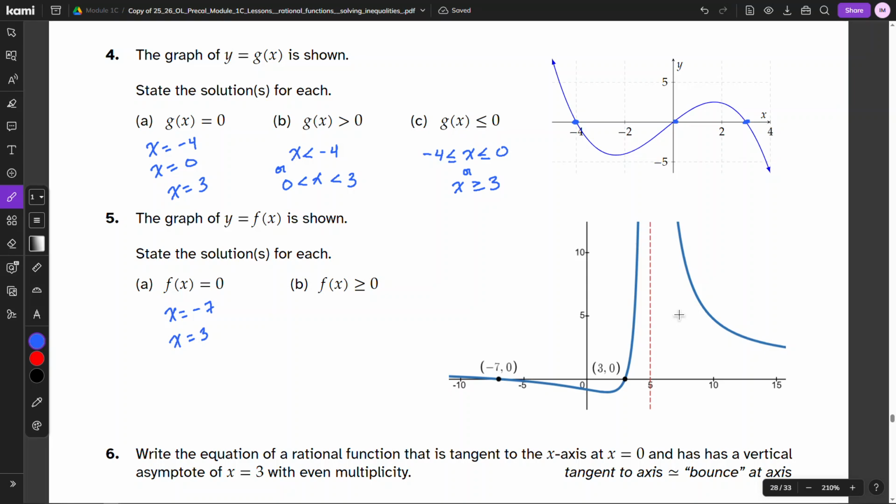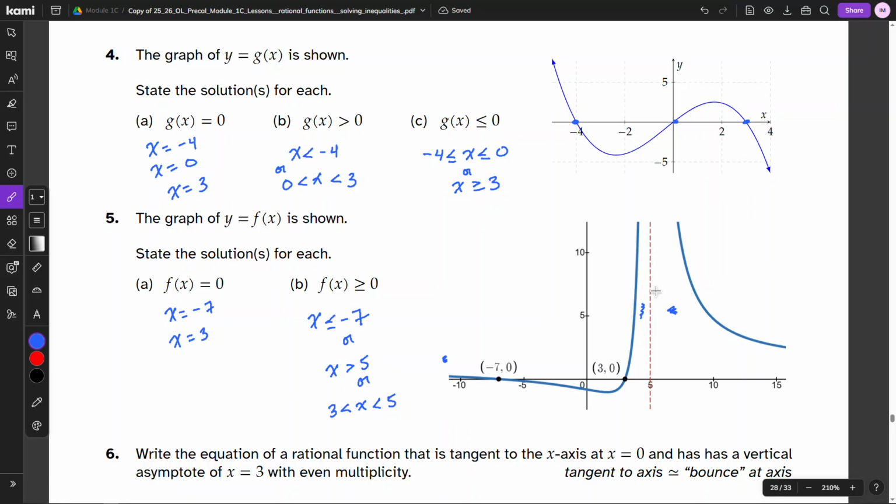It looks to be over on this side of the graph, right? But as well over on this side of the graph. So it looks to be that I'm greater than or equal to 0 when x is less than or equal to -7, or when x is greater than 5. But I also have this part of the graph as well, which would mean when x is greater than 3 but less than 5.